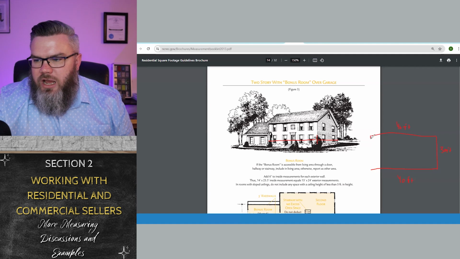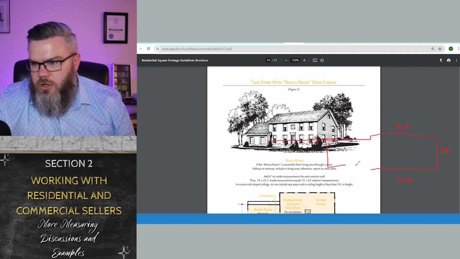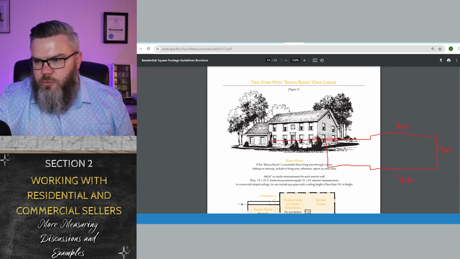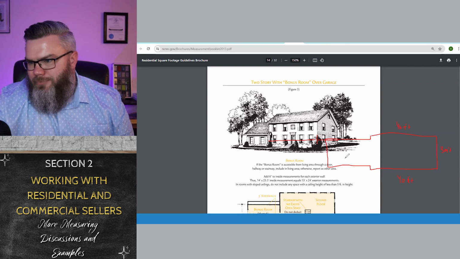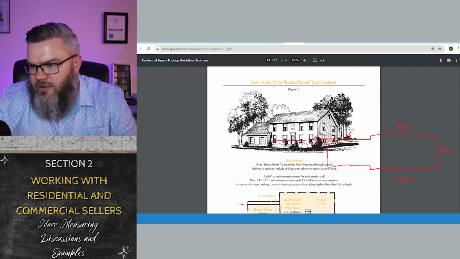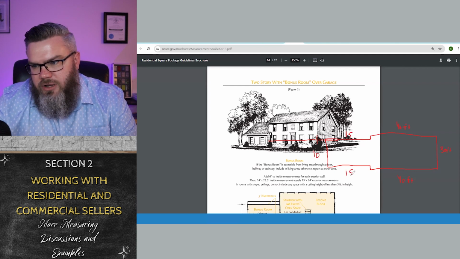And then, of course, this one kind of has like a taper in and then this little bonus room. So we're going to measure that bonus room as well. And so it looks like, I don't know, we'll just say 15 feet. We'll say 10 feet. Say 15 feet.